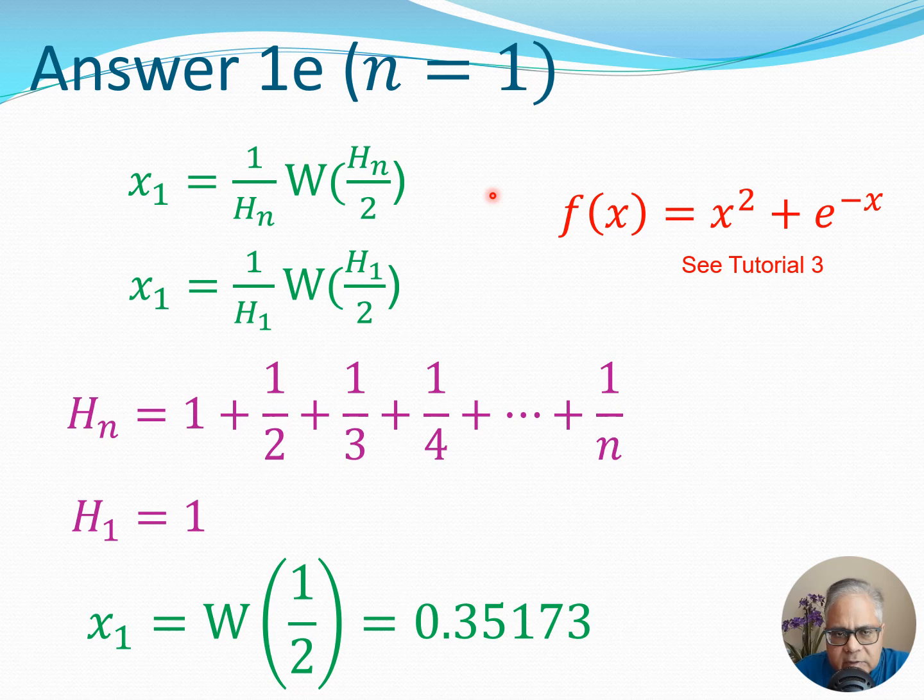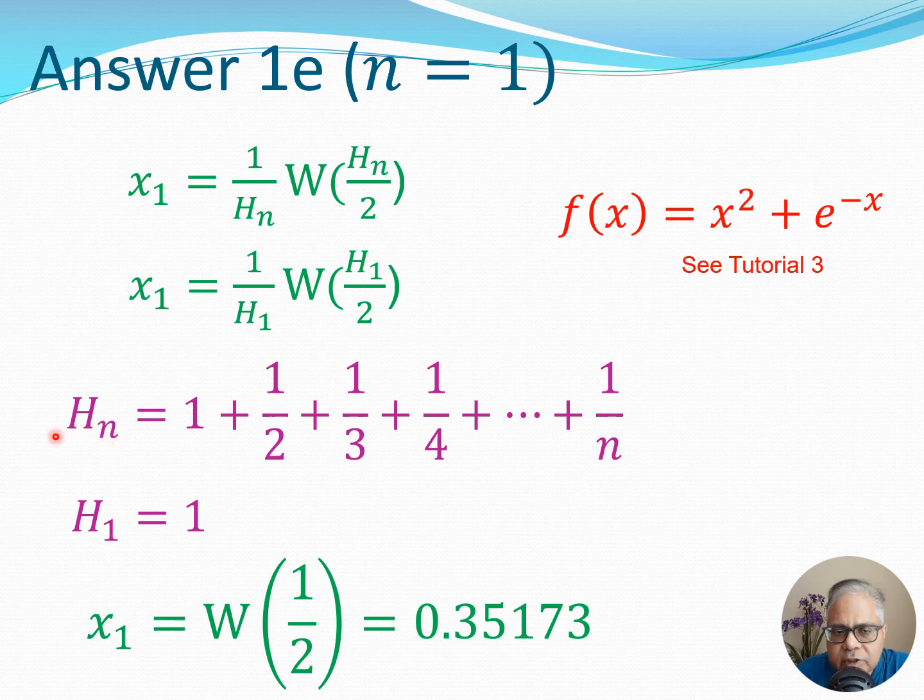Now let's check this solution out for the simple cases which we actually solved in tutorial 3. So the case n is 1 corresponds to the one-dimensional function, that is f(x) is x square plus e to the power minus x. And in this case, if we consider this x to be simply x1, I can say x1 is 1 by hn W hn by 2. That was the general solution, and I replace n by 1. So I get this form here.